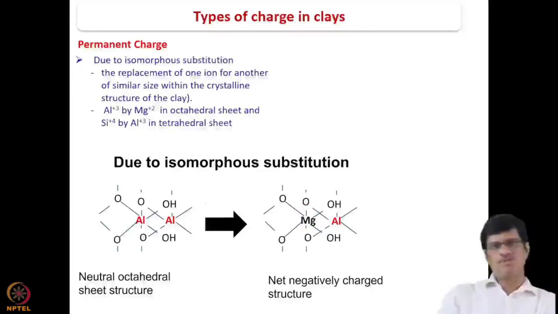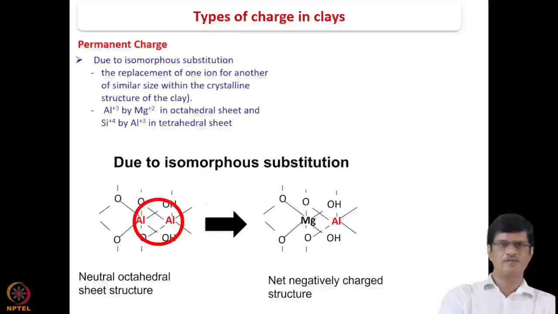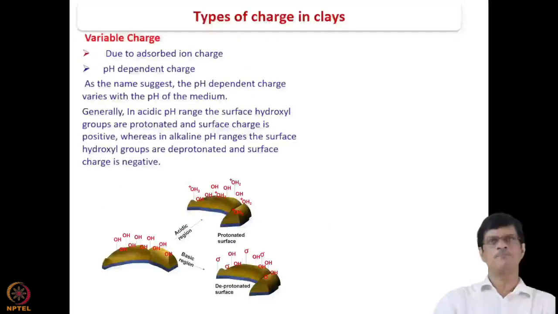So, you have the neutral octahedral sheet, where you have the aluminium ions. Now there is a net negatively charged octahedral sheet where magnesium is replacing the aluminium. This is due to the isomorphous substitution. Now, regarding the types of charge in the clays, there can also be variable charge.